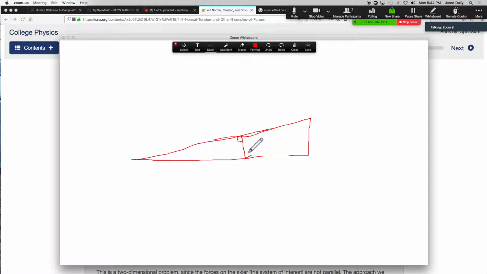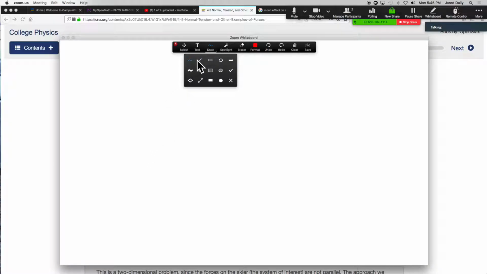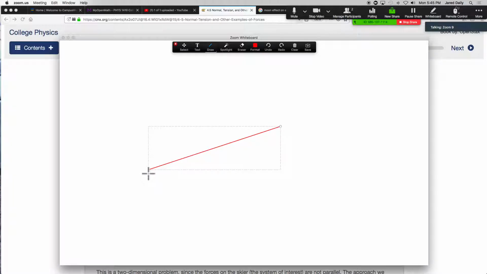The parallel component is going to come out this way, that's parallel, and the perpendicular, well, shoot, I'm doing a bad job drawing this. Try it again. Maybe I'll use straight line drawing. There we go. That's nice.